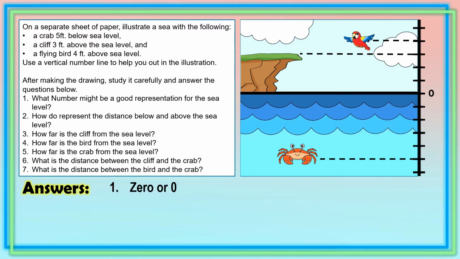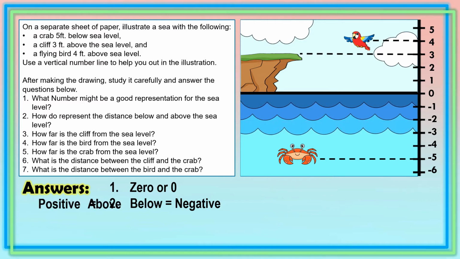Next, number 2. How do we represent the distance below and above the sea level? Ano kaya ang mailalagay nating number sa below the sea level and above the sea level? Kung pababa, ito ay negative numbers. Kagaya ng negative 1, negative 2, negative 3, negative 4, negative 5, and negative 6. Then, sa taas, ang ating positive numbers such as 1, 2, 3, 4, and 5. So, sa number 2 ang sagot ay below are negative numbers and the above of the sea level ay positive numbers.